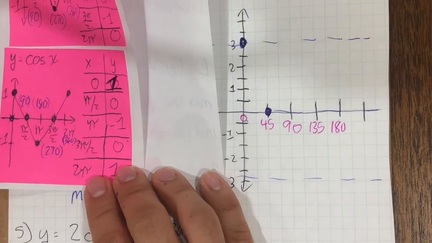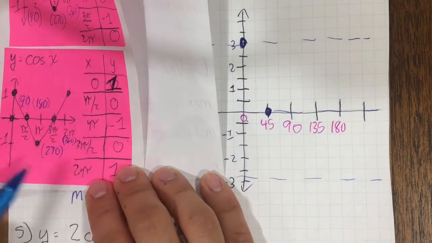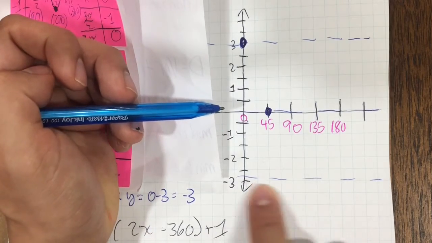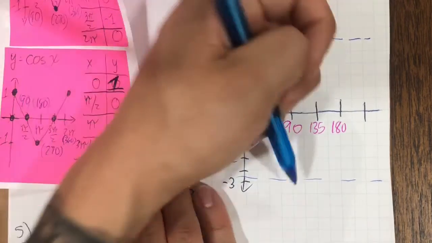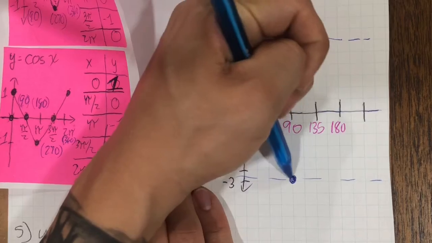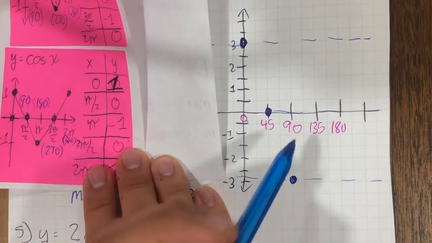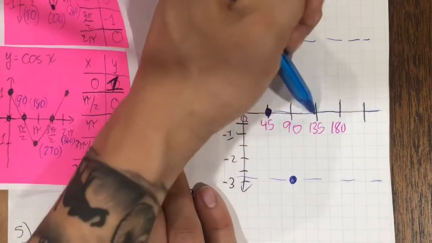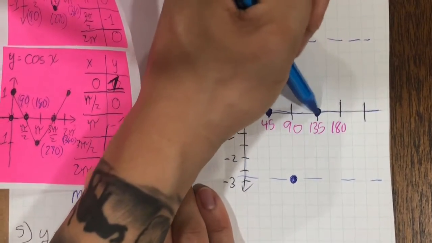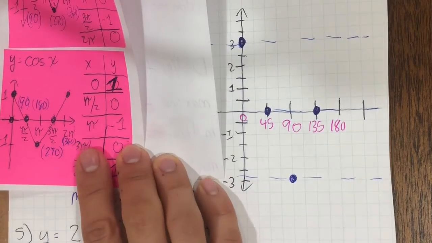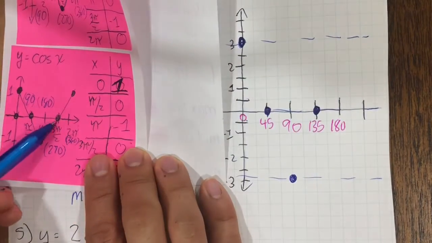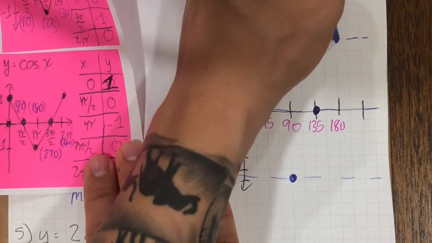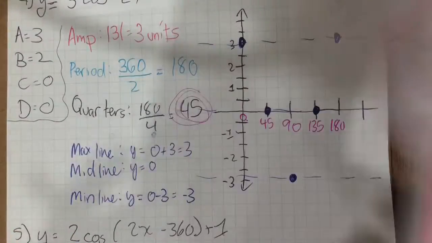And then we have 90. So now we're going from mid to minimum, and if we take a look at the graph, my minimum is at -3 for my y. So I have 90, -3. Then from 90 to 135, 135 is my mid, and then from 135 to 180, we go back from mid to max. So I'm going to go from mid to max. There we have it.